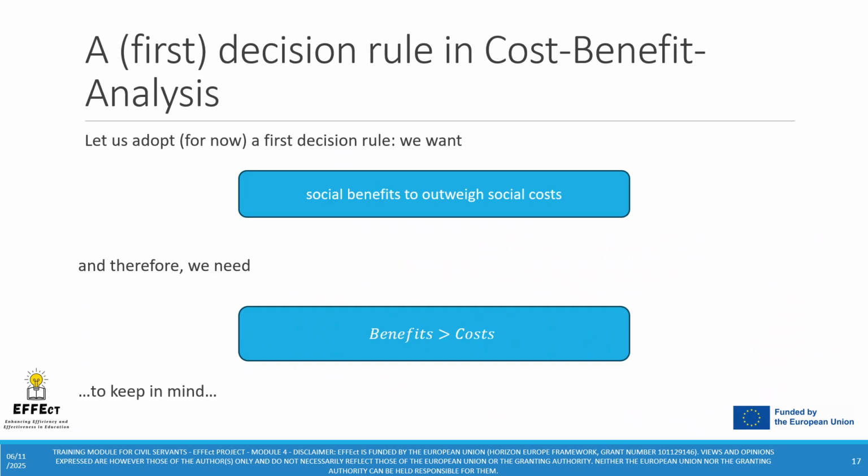Based on our intuition, let us adopt for now a first decision rule. We want social benefits to be bigger than social costs, and therefore, we need the benefits strictly larger than the costs, which is a decision rule that we should keep in mind.